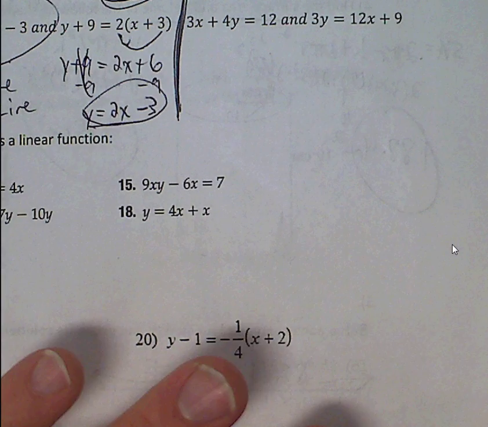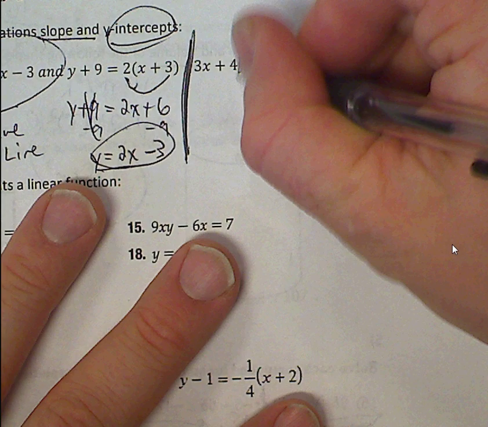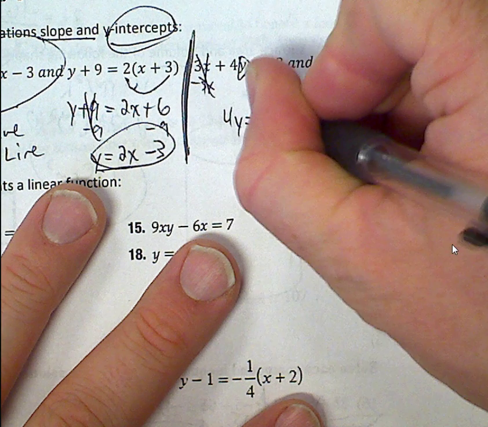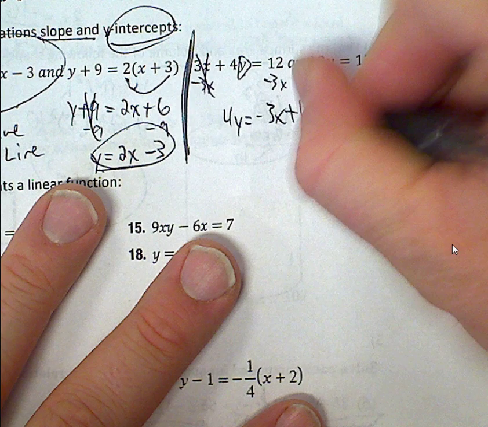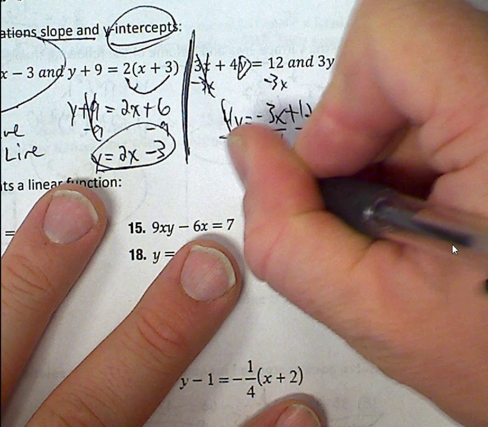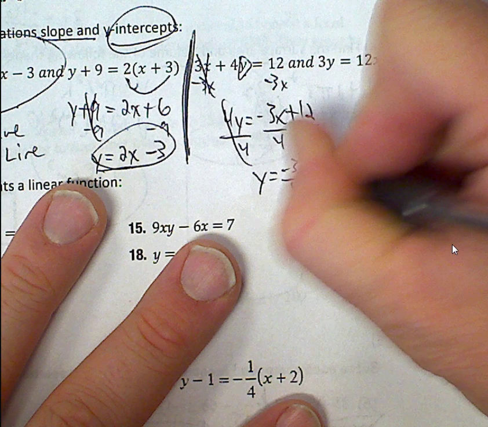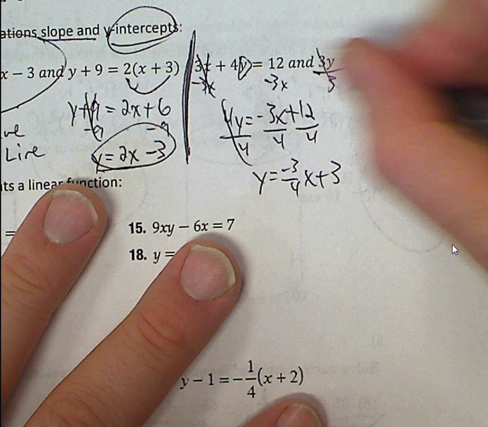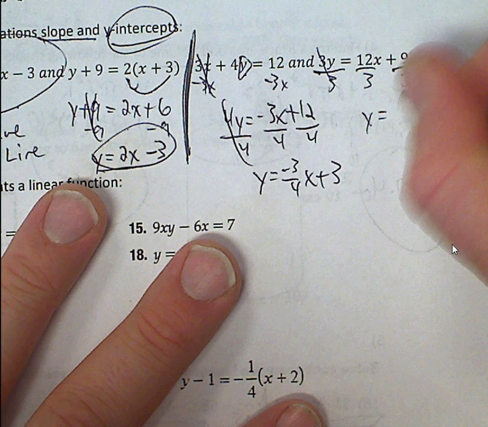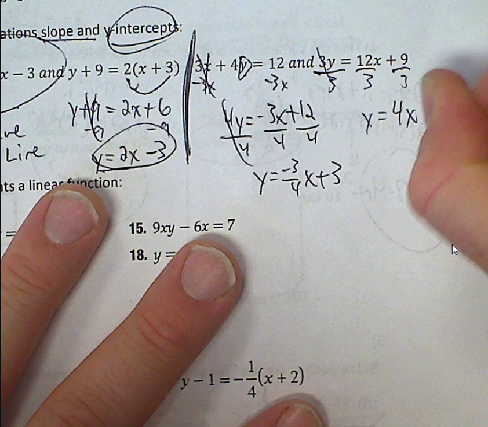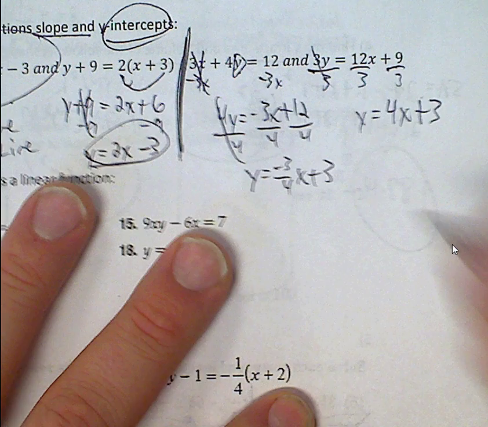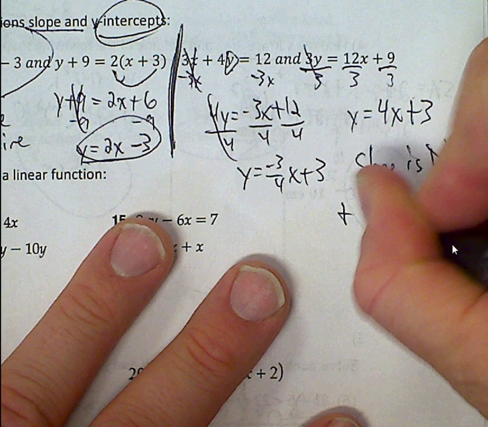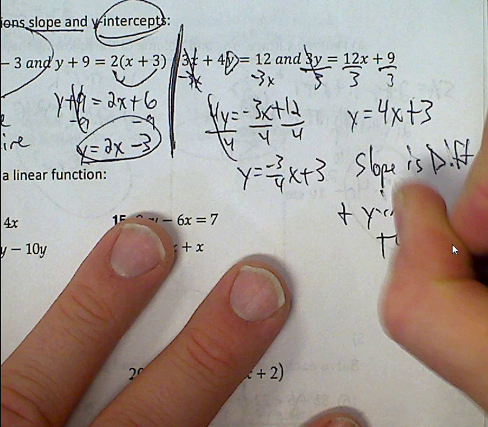Last one for this. If I need to get the y by itself, I get rid of what's not attached, so I get rid of the 3x. 4y equals negative 3x plus 12. Divide by 4, and I get y equals negative 3 over 4x plus 3. If I divide by 3 over here, I get y equals 4x plus 3. What's different? Slope is different, and y-intercept the same.